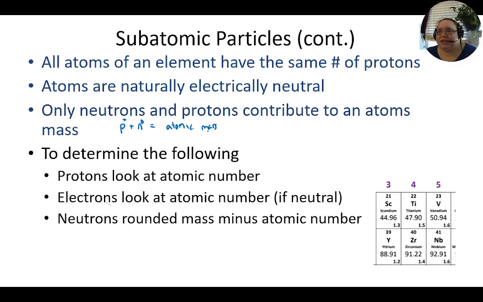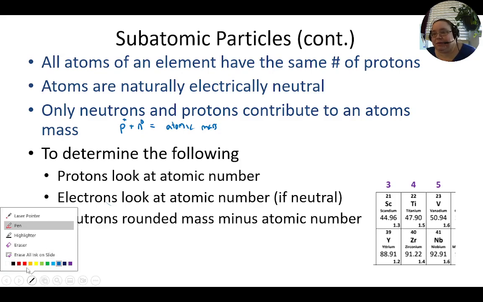Now, if you're trying to determine some of the following information, to get your protons, you just look at the atomic number. To determine the number of electrons, if it's a neutral element, you also look at the atomic number. For neutrons, what we're going to do is take that mass number or that average atomic mass, round it to a whole number, and then subtract from it the atomic number.